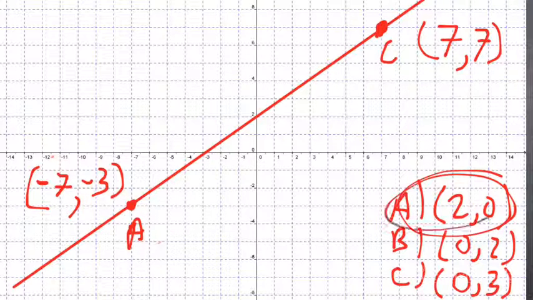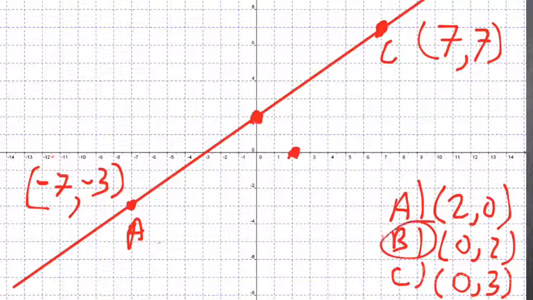If we go and plot 2 and 0, where's 2 and 0 at? Well, 2's there, 0's on the y-axis, so that would be option A, totally far from the line. Option B, though, says 0, 2. Well, 0 on my x-axis is right there. 2 on the y-axis is right there. Boom! No need to even check option C. You found that option B is the other point that lies on the line.